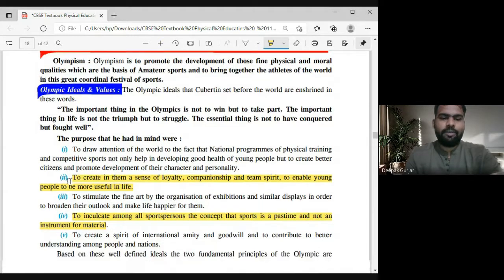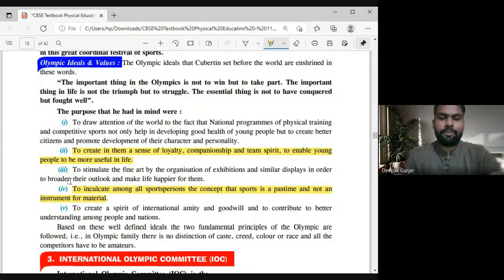They want to create a sense of loyalty, championship, and team spirit, and enable young people to enjoy life more. They wanted to draw the world's attention to national programs for physical training. Competitive sports not only help in the development of an athlete but also contribute to a better life and better decisions for the country, and promote the development of a person's character and a good personality. They also stimulate fine art through exhibitions and similar displays in order to broaden outlook and make people happier, to create a spirit of international amity and goodwill, and to contribute to better understanding among people and nations.